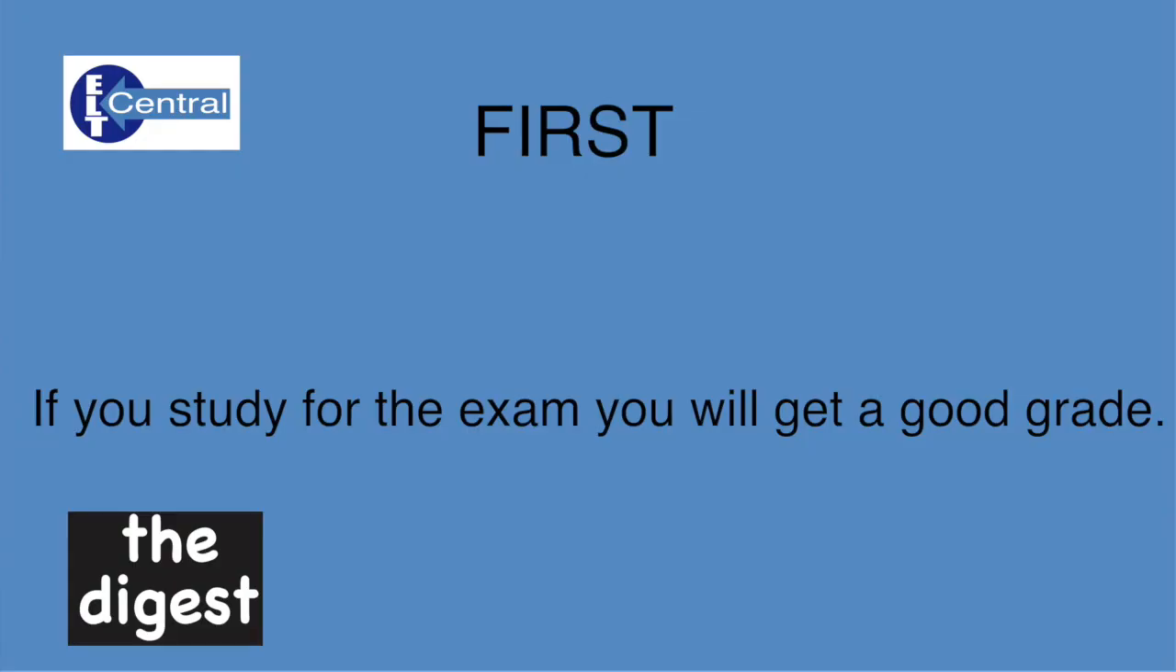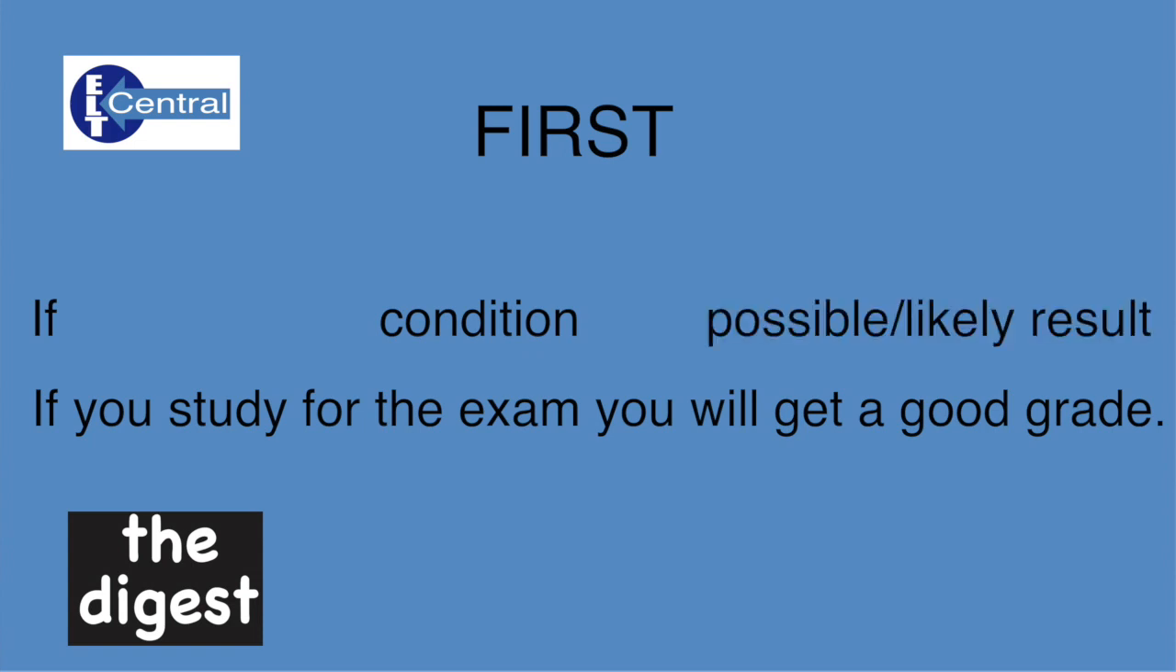Let's have a look at the first conditional and let's apply this to you. What we see here is a likely outcome if your specific condition is met. If you study for the exam, you will get a good grade. Okay, so that's a possible or likely result. If is the if, you study for the exam, which is the condition, you will get a good grade. Again, this isn't definite, so it's not like the first one, which is definite. This is a likely or a possible outcome.